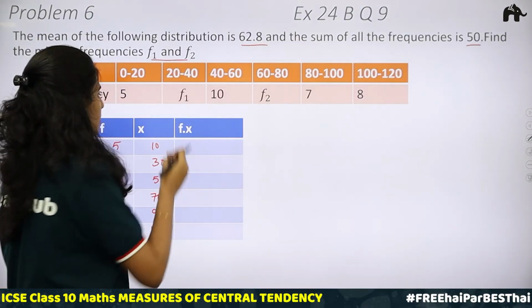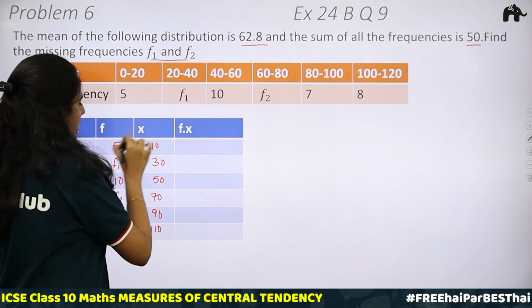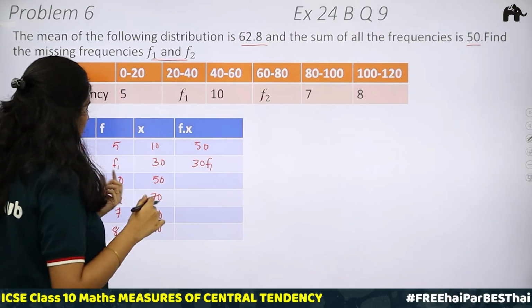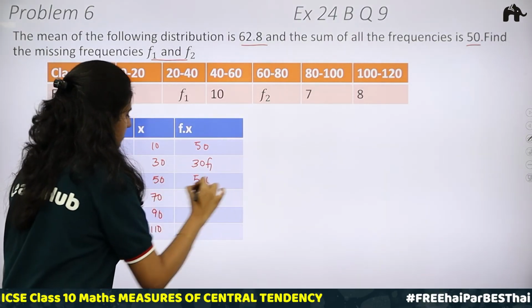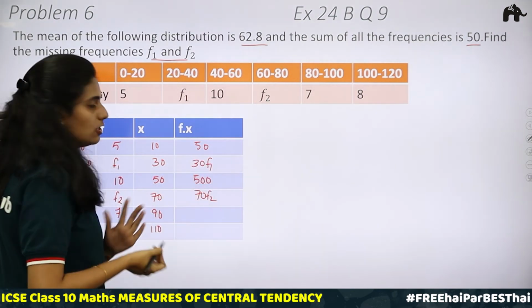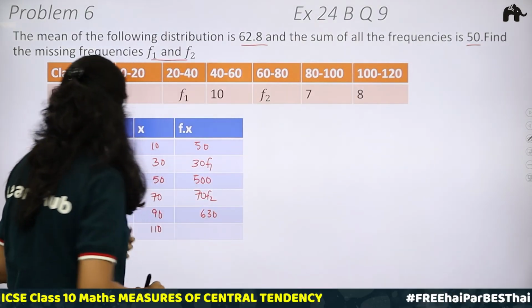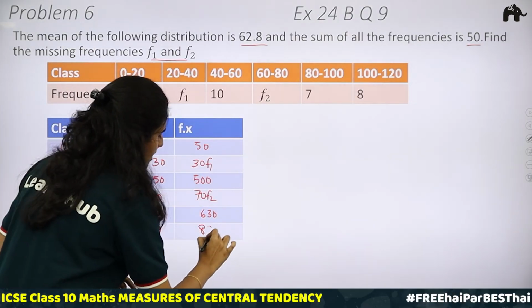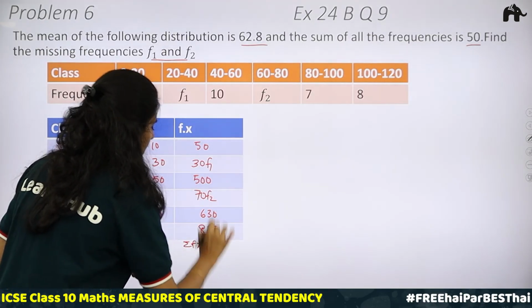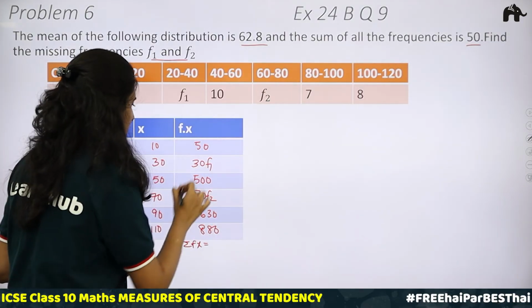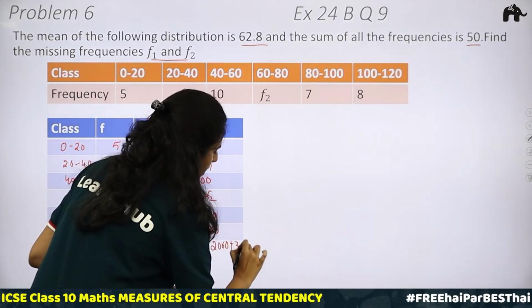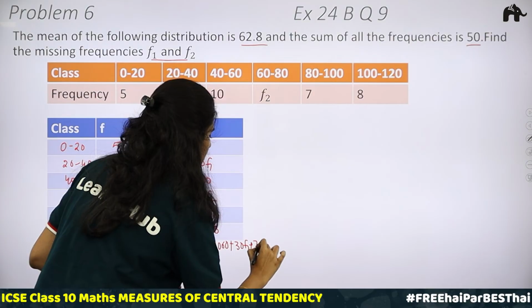Okay. Next is frequency into the mid-value. 5 into 10, 50. F1 into 30 is 30 F1. 10 into 50, you get 500. F2 into 70, 70 F2. 7 into 90, that is 630. 8 into 110, 880. Okay. Next, we need summation of Fx equal to. On adding all these, you will be getting 2060 plus 30 F1 plus 70 F2.